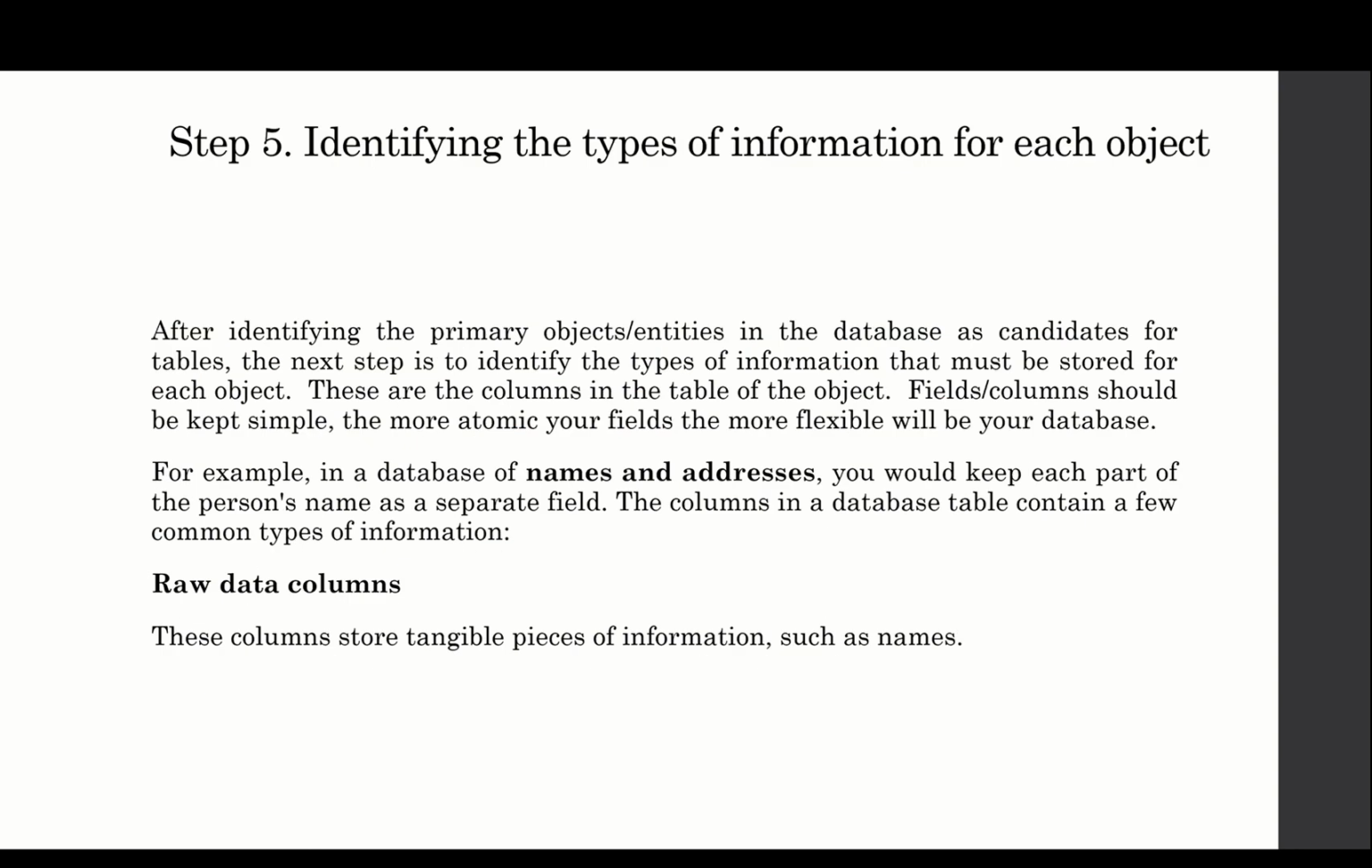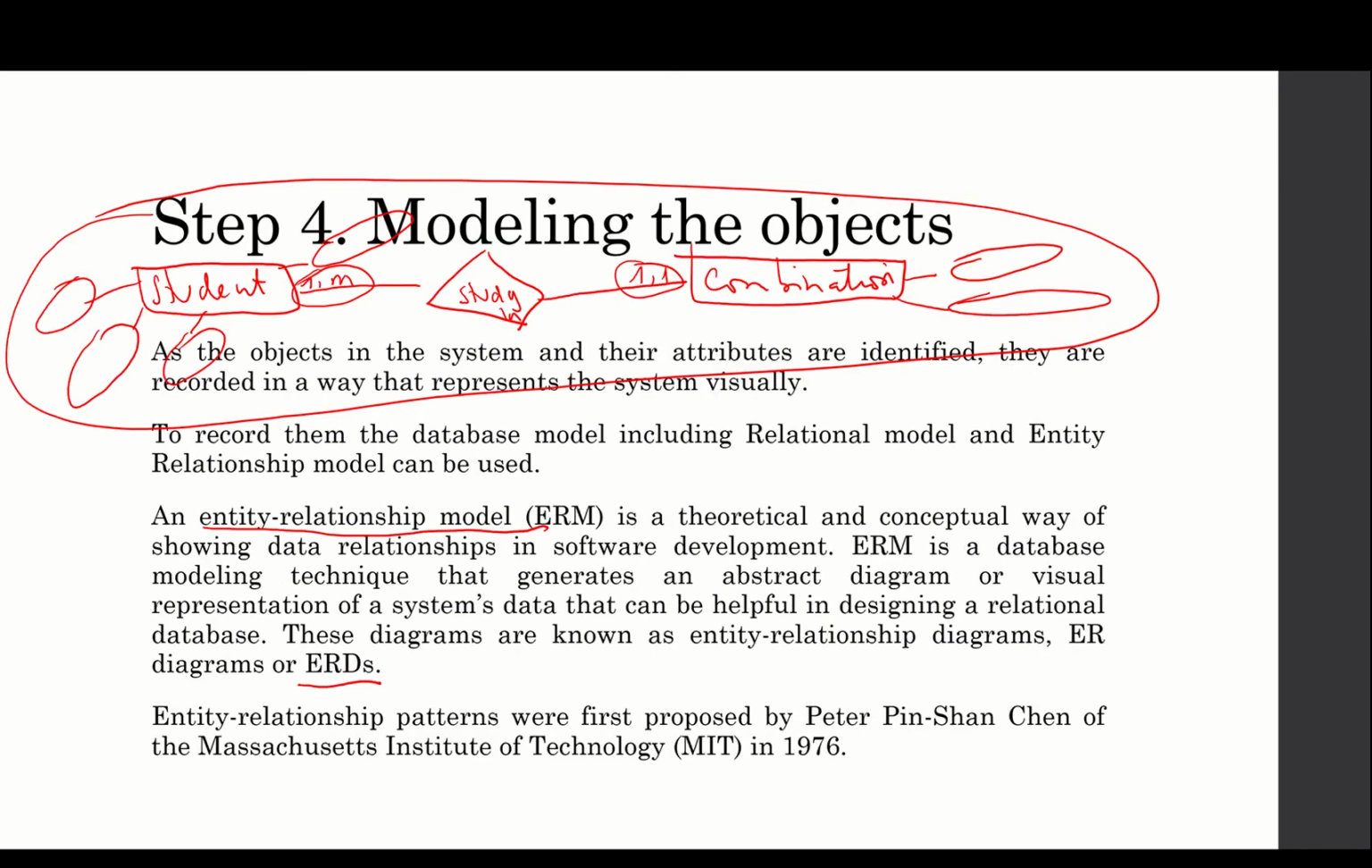Step number 5, after modeling your objects, now you are going to identify types of information for each object. So here, for example, for the student, you are going to identify what will be a unique identifier for each student, because we have many students. You may have 5 students with the same first name and last name. They may come from the same village. So how will you differentiate these students?